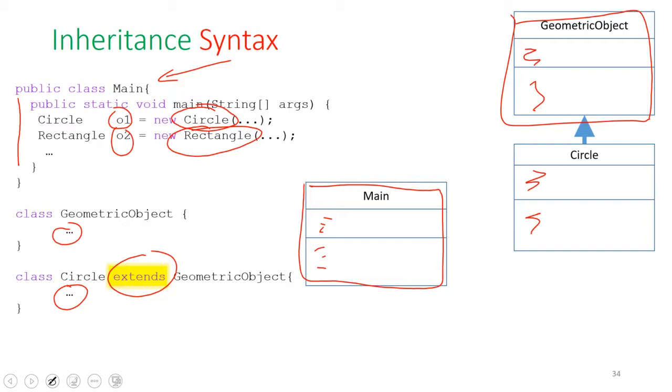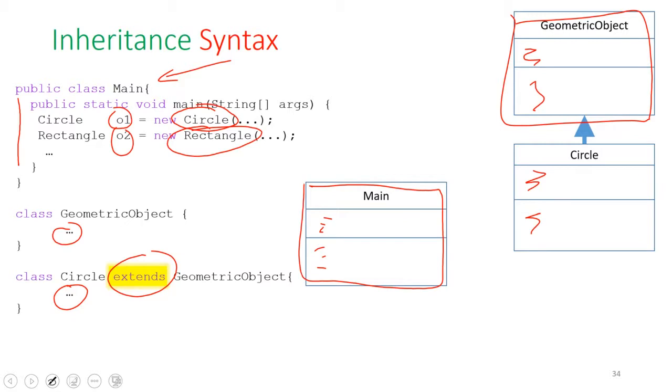But the keyword extend actually makes sense, okay? It's really that circle is a specialized version of geometric object. It does everything geometric object does, plus more. So this is how you can make sense of that keyword extend. The class circle really brings more features and functionality to what a base geometric object is.